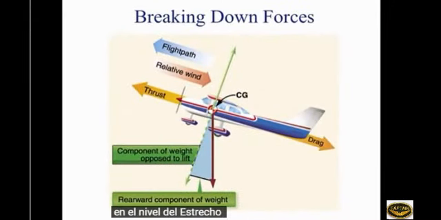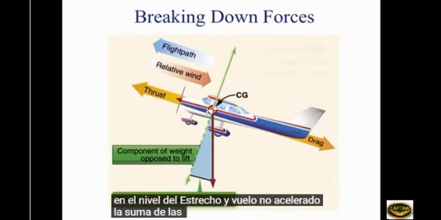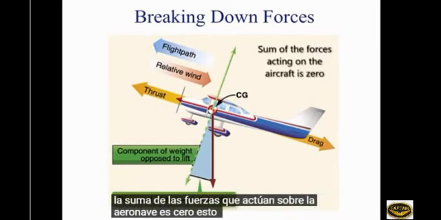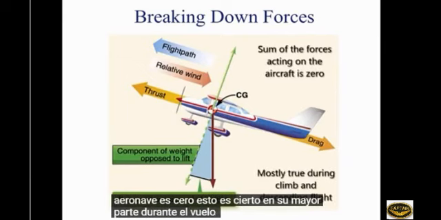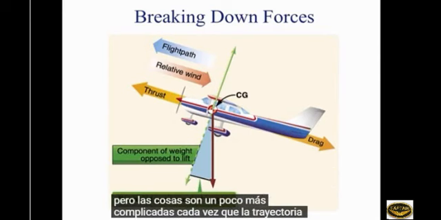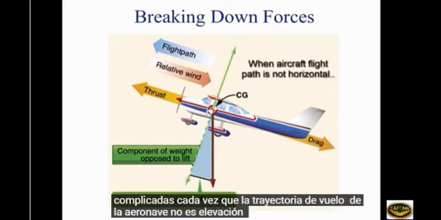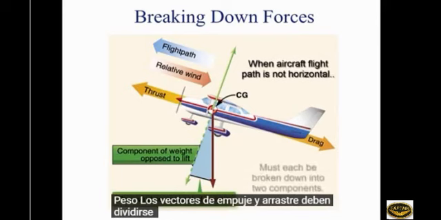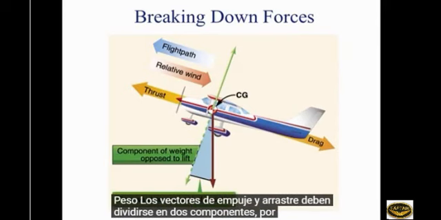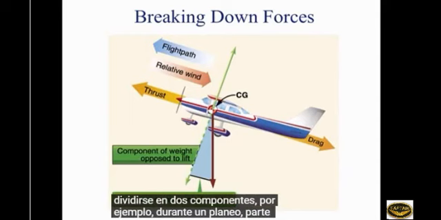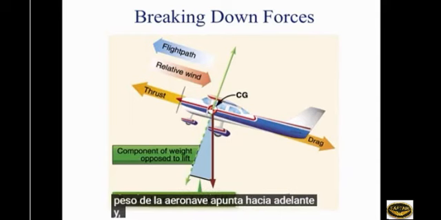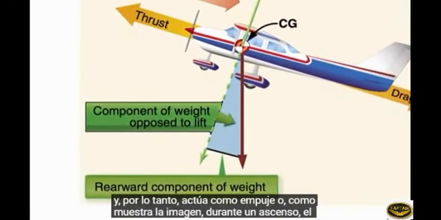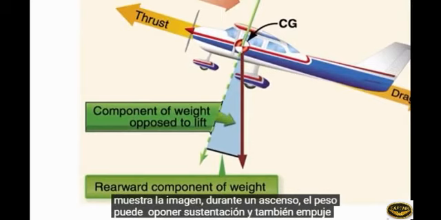In straight, level, and unaccelerated flight, the sum of the forces acting on the aircraft is zero. This is, for the most part, true during climb and descending flight, but things are a bit more complicated. Any time the flight path of the aircraft is not horizontal, lift, weight, thrust, and drag vectors must each be broken down into two components. For example, during a glide, part of the weight of the aircraft points forward and therefore acts as thrust, or as the picture shows, during a climb, the weight can oppose lift and also thrust.